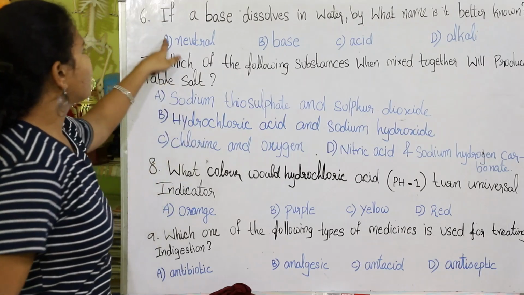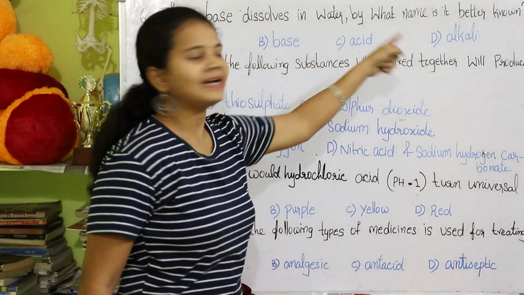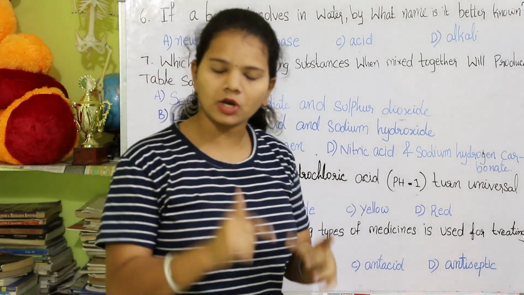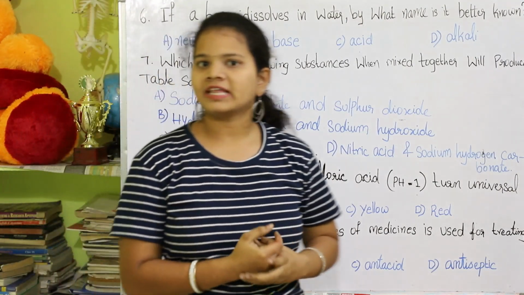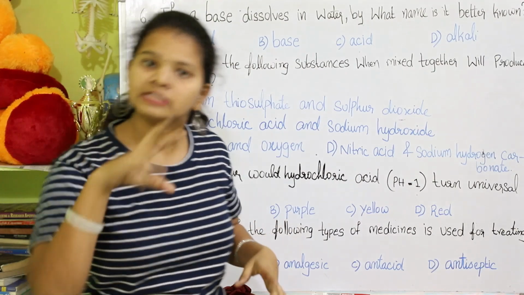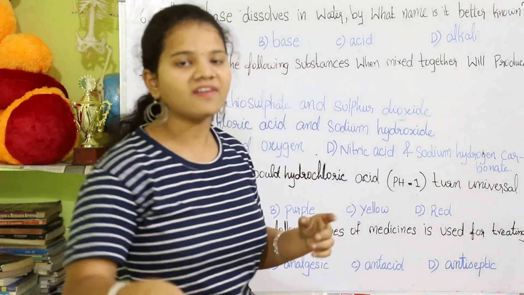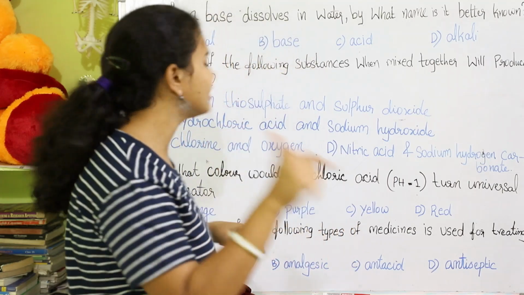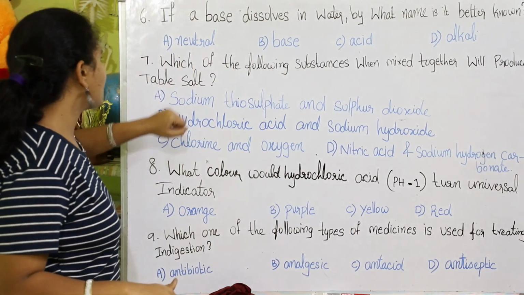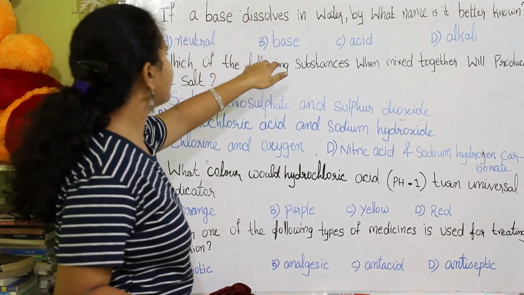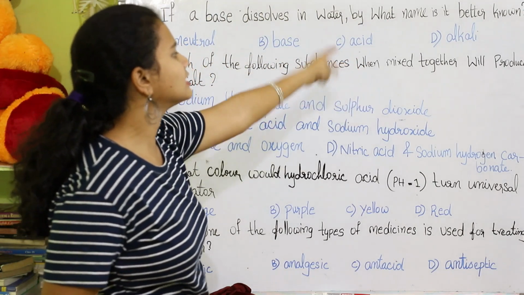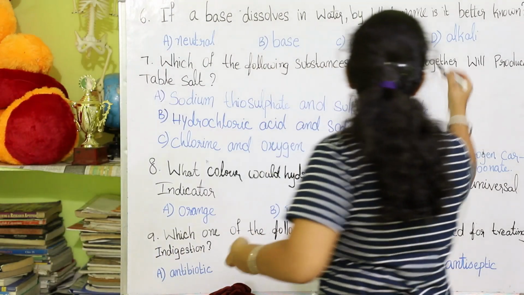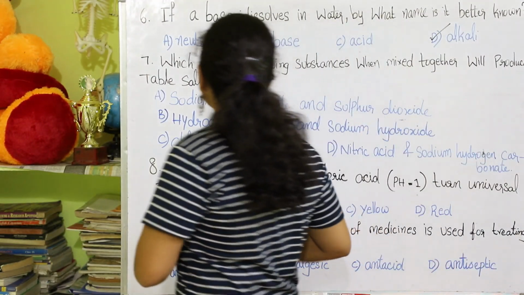Sixth one, here you have: if a base dissolves in water, by what name is it better known? Firstly, bases mostly are not dissolved in water; bases are insoluble in water. However, if a base is soluble and dissolves in water, then it is better known by these options: option A neutral, option B base, option C acid, option D alkali. It is better known as alkali. So let's mark it. Alkali is the correct option.